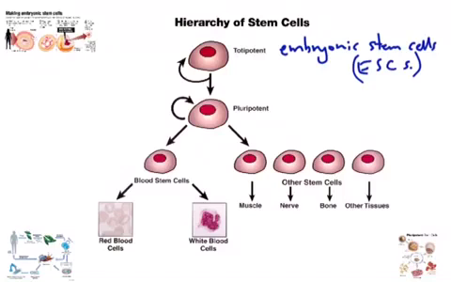Embryonic stem cells, though, ultimately turn into what are called pluripotent stem cells, which have a slightly reduced ability to turn into other cells in the body. And pluripotent stem cells lead to the stem cells that give rise to our blood, red blood cells and white blood cells. So the pluripotent stem cells, or the PSCs, can turn into the blood stem cells, or they can turn into the stem cells that give rise to the other tissues in the body, such as muscle, nerve, bone, and other tissues. So we've got totipotent and pluripotent stem cells.